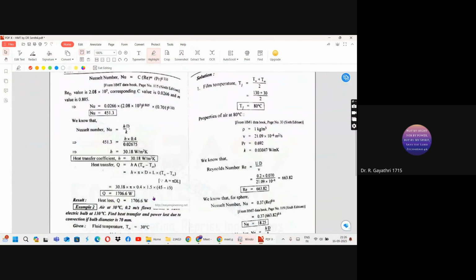Only in cylinder, in the Nusselt number formula, C and M are unknown. After finding Reynolds number, we can use the Reynolds number value in fixing C and M involved in the Nusselt number equation. Then we can use Nusselt number to find convective heat transfer coefficient. That value can be used in finding heat transfer or heat loss.